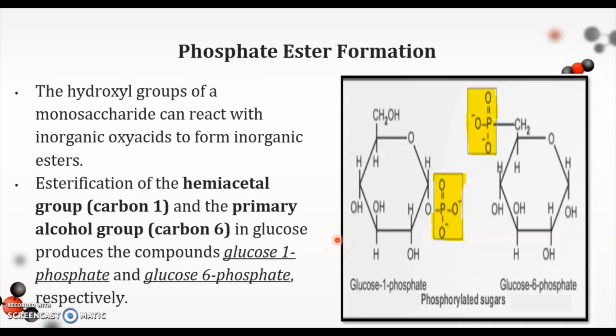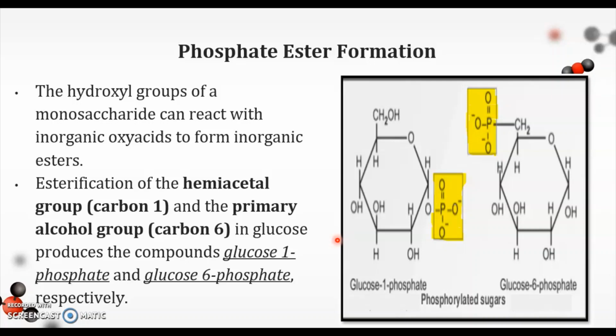The last chemical reaction involves phosphate ester formation. A hydroxyl group of a monosaccharide can react with inorganic oxyacids to form inorganic esters. Esterification of the hemiacetal group, specifically at carbon 1, and the primary alcohol, which is found at carbon 6, produces the compounds glucose 1-phosphate and glucose 6-phosphate respectively.